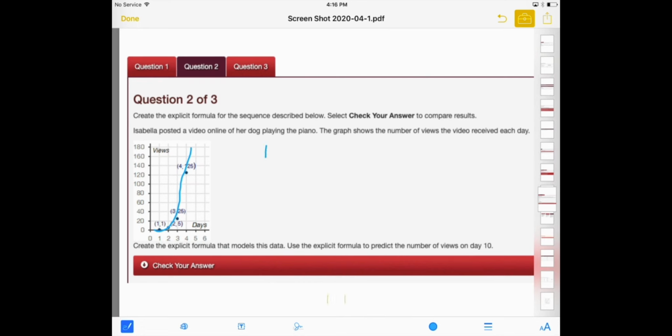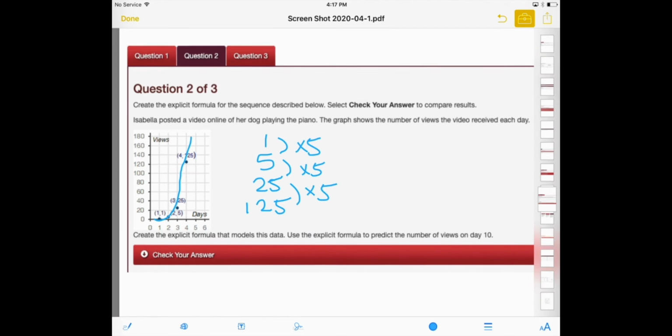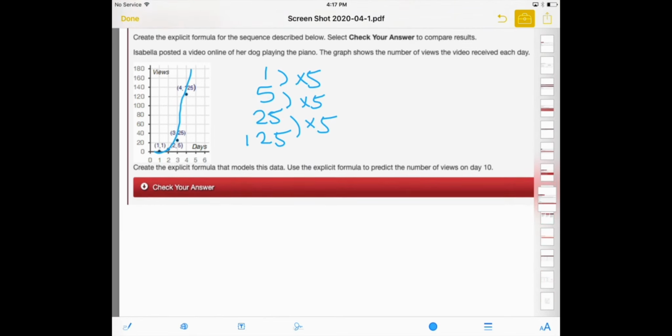And as I try to figure out what's happening from one number to the next, I'm going to notice that 1 to 5 to 25 to 125, we are multiplying by 5 for every single time we're going on a day. So day 1 to day 2 to day 3 to day 4. So when I'm writing the explicit formula, I do want the first term, so I'm going to start with f of n equals 1, because we just got one view on the first day, times my ratio, which is 5, to the power of n minus 1.